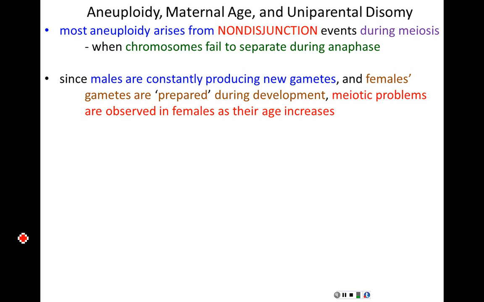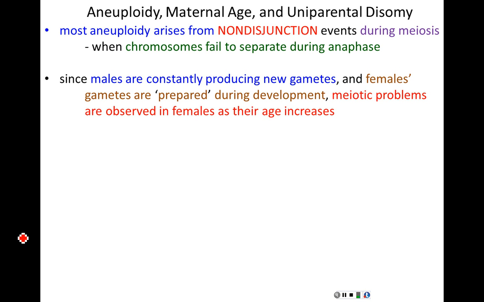But with all that being said, meiotic problems are observed more readily in females as their age increases because males are making so many sperm. Males are making sperm in such large numbers, and truth be told, male sperm are easy to make. I mean, you're talking about a DNA delivery capsule with a tail. That's male sperm. That's the male gamete. It's DNA in a hard shell with a tail on it. Can't really screw that up so easily.